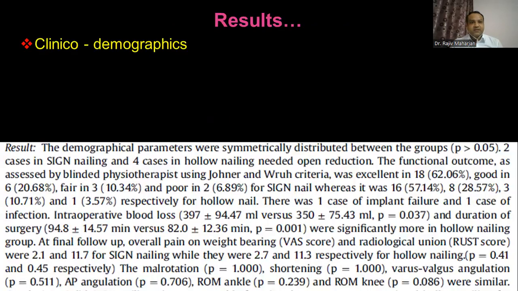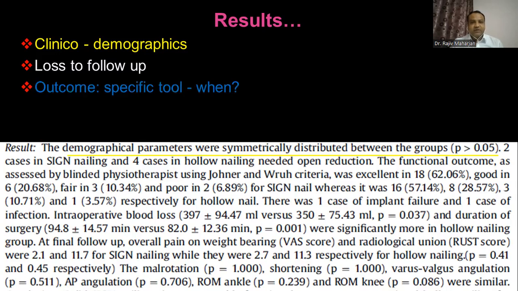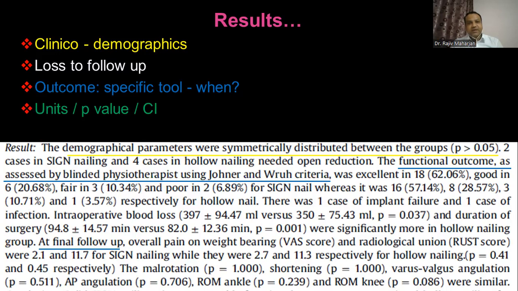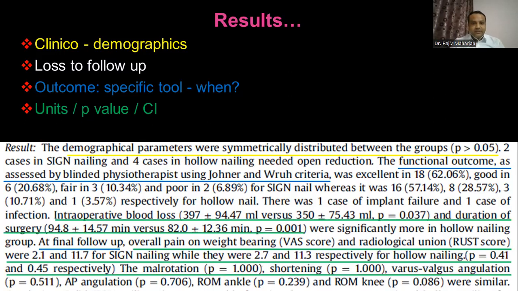In the results section, you have to give the clinical demographics of your study, how many were lost to follow-up, at what time, and what was done to control them. What was the outcome? Was it specific? What assessment tool was used? And when was the outcome assessed? In addition to that, all the findings should have proper units, p-values and confidence intervals. So these are all the findings, given with their respective p-values.